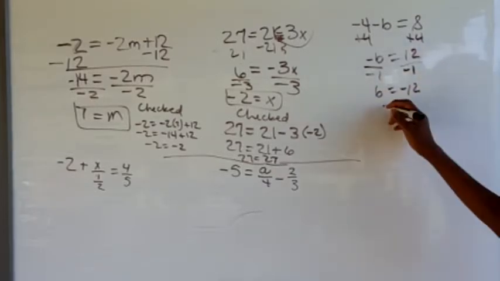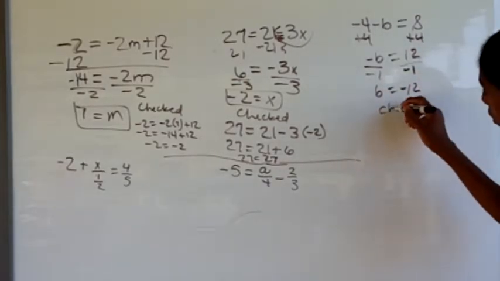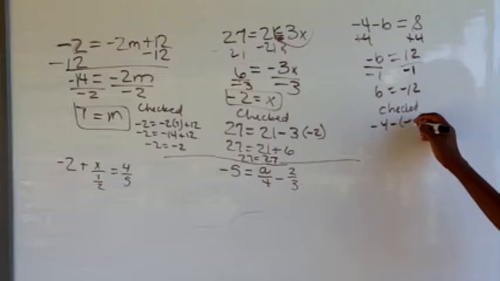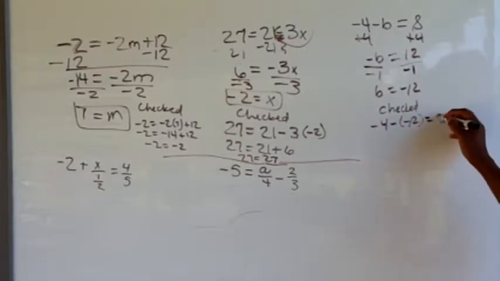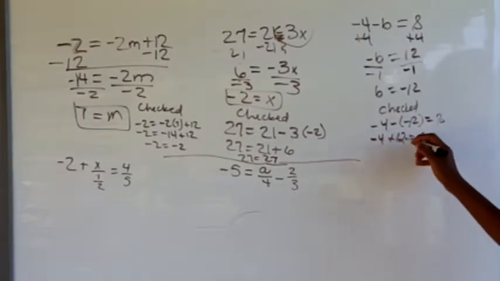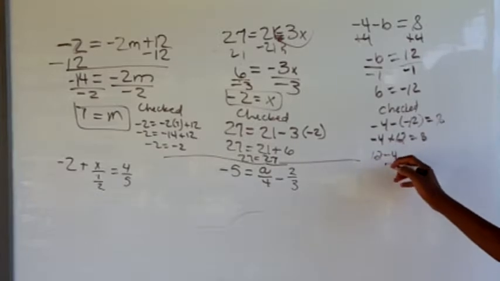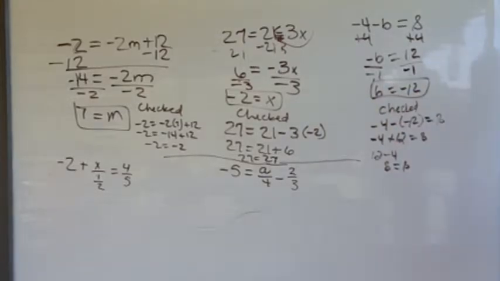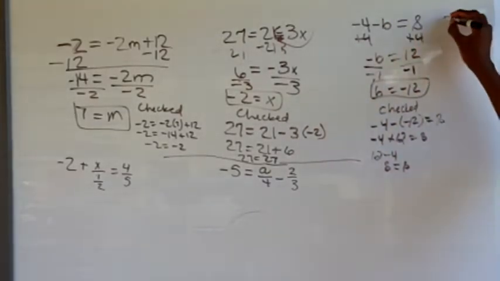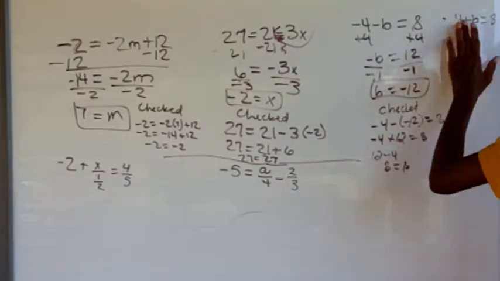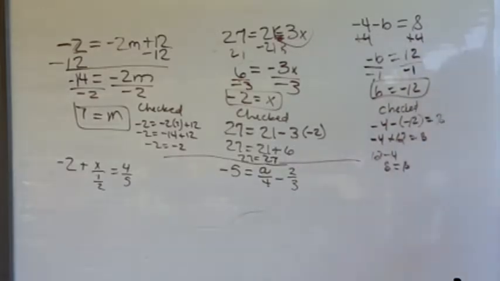So if we plug it in, we have negative 4 minus negative 12 equals 8, which is negative 4 plus 12 equals 8. We can rewrite that as 12 minus 4, which is 8. So 8 equals 8. So this is correct. Now if we had negative 4 plus b equals 8. Well, never mind.